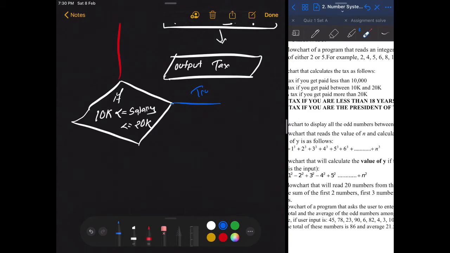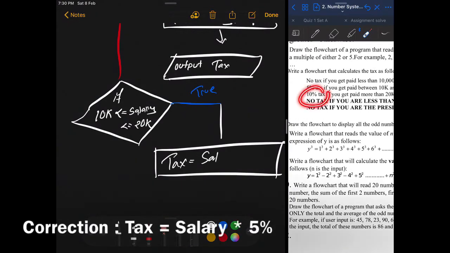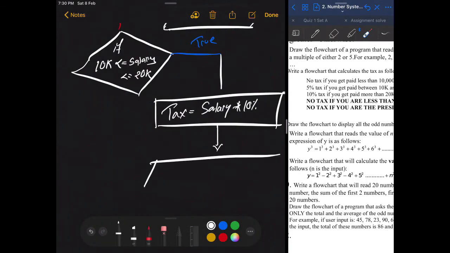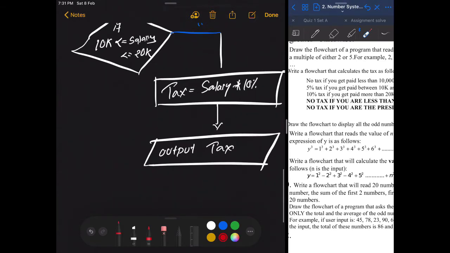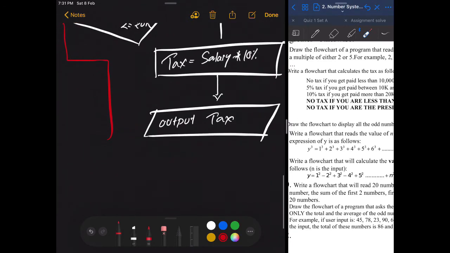And if it's true, that means that person's income is definitely between 10 to 20, and we need to do a calculation here and find out his taxes. His tax, as the question says, is 10%. So salary times 10%, and then we're going to show the output: tax.